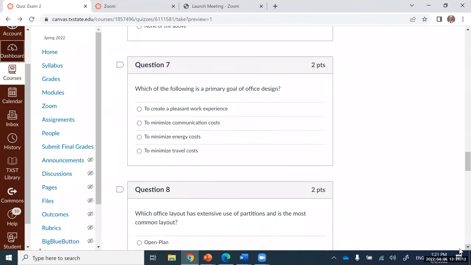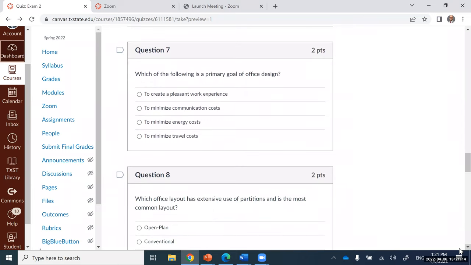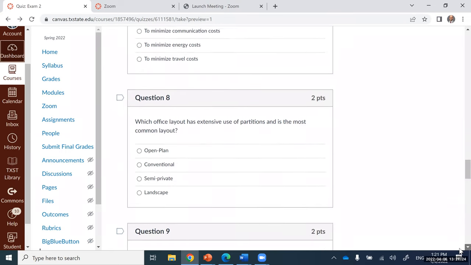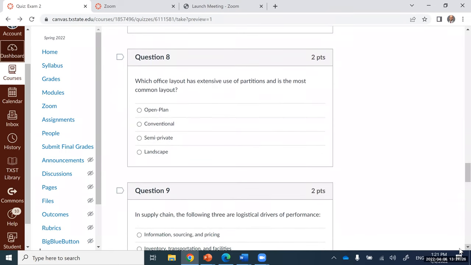Which of the following is the primary goal of office design? To minimize the communication costs. Number two, the office layout has extensive use of partitions and is the most common layout. It is the open plan.